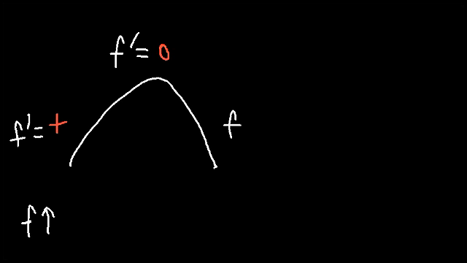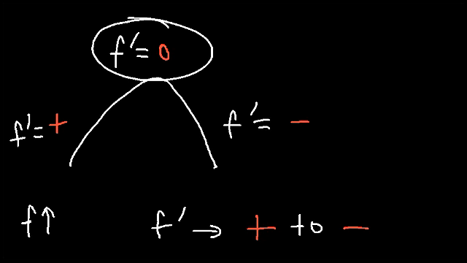So the first derivative is negative. So if the first derivative changes from positive to negative, then you have a local max where the first derivative is 0. So that's the first derivative test.